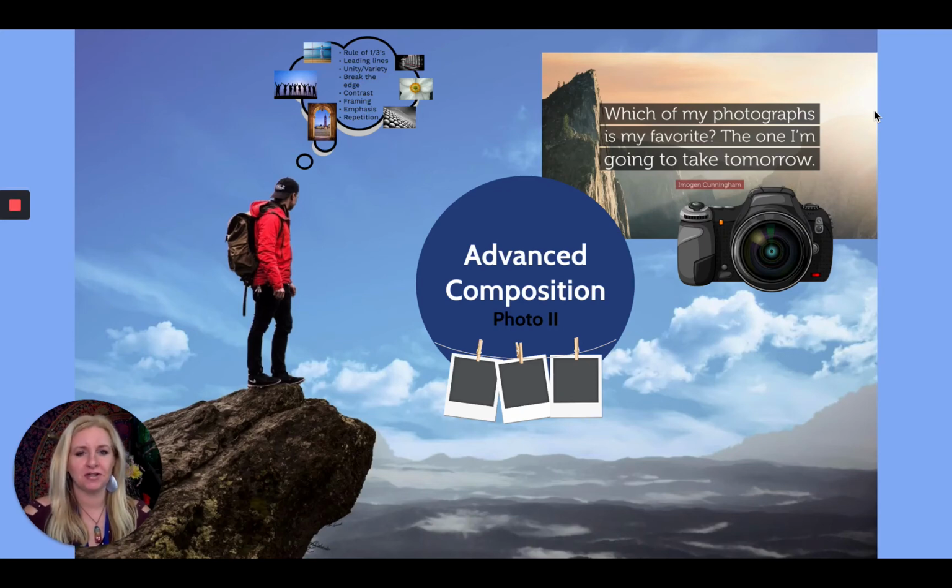Hi Photo 2. Today I wanted to talk to you about advanced photo composition.